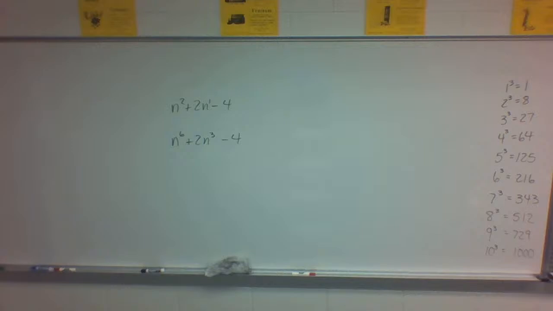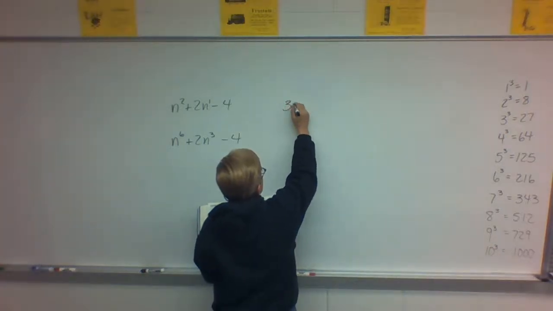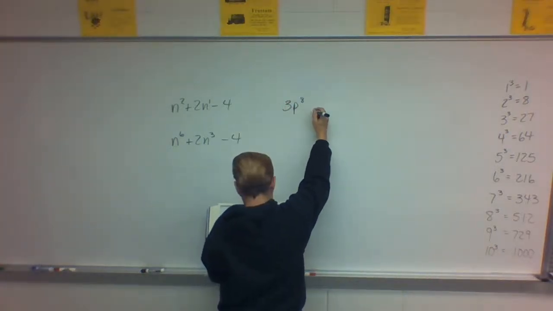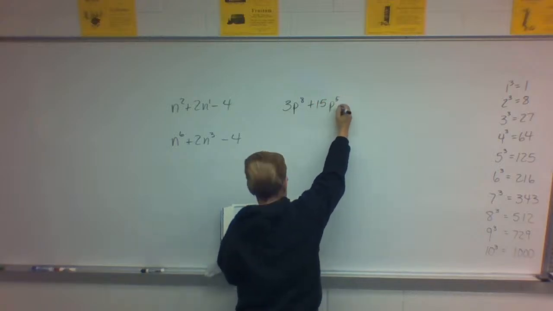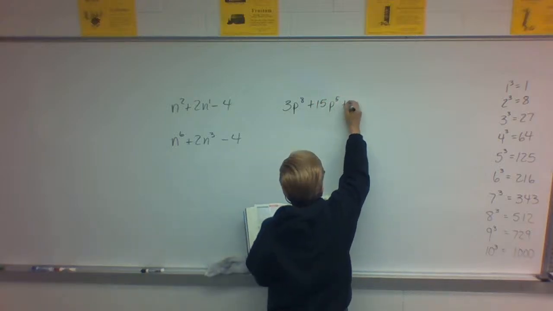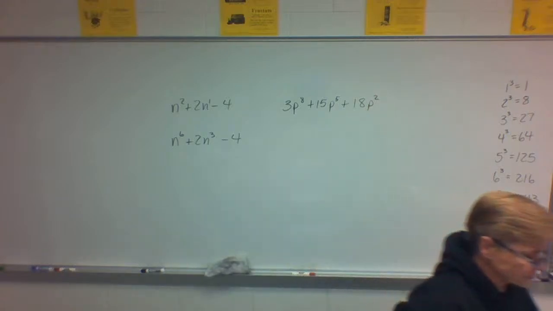Let's take 3p to the 8th plus, wow, they're really throwing a hardball at you here. 3p to the 8th plus 15p to the 5th plus 18p squared. Let's take a look. 3p to the 8th plus 15p to the 5th plus 18p squared. Our task is to factor that.